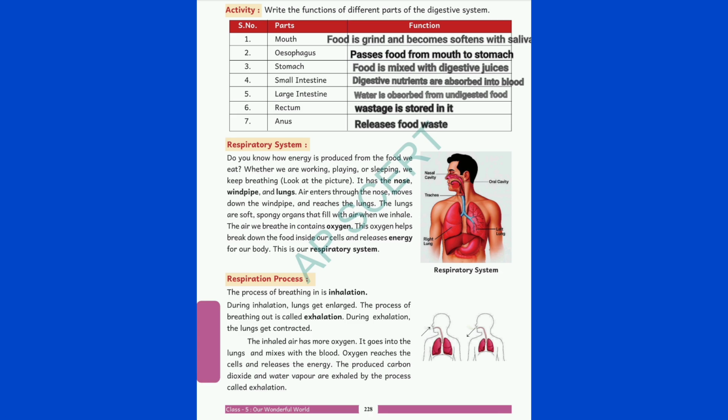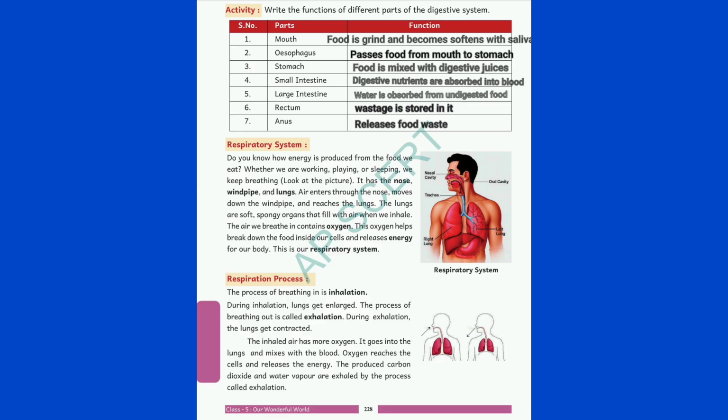Respiratory system. Do you know how energy is produced from the food we eat? Whether we are working, playing, or sleeping, we keep breathing. Look at the picture. It has the nose, windpipe, and lungs. Air enters through the nose, moves down the windpipe, and reaches the lungs.